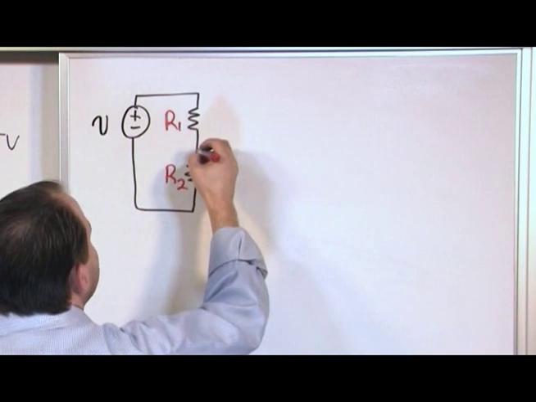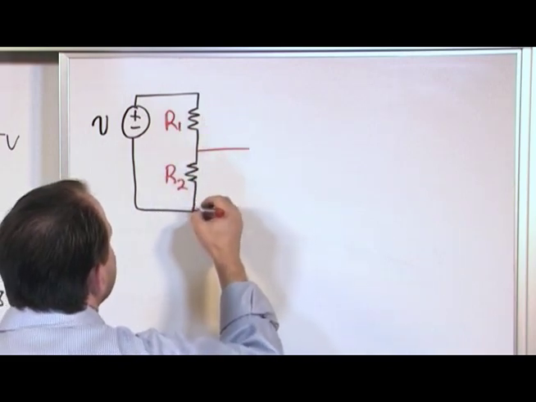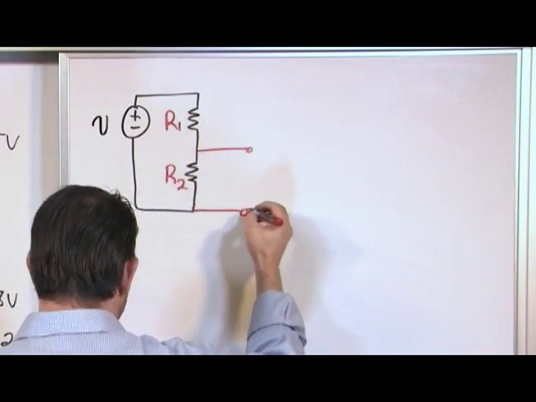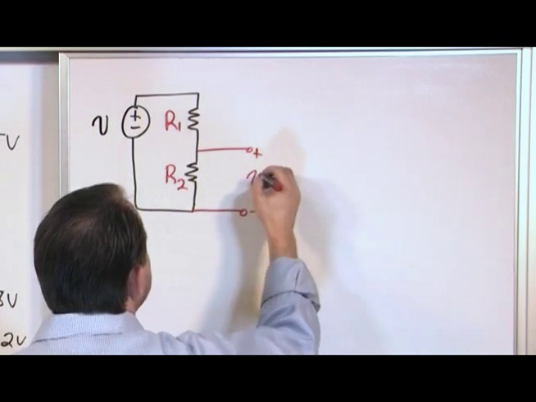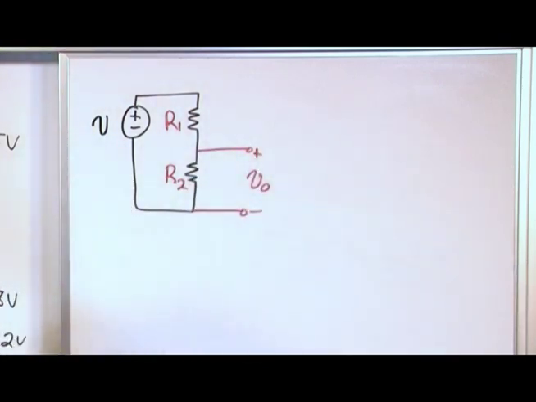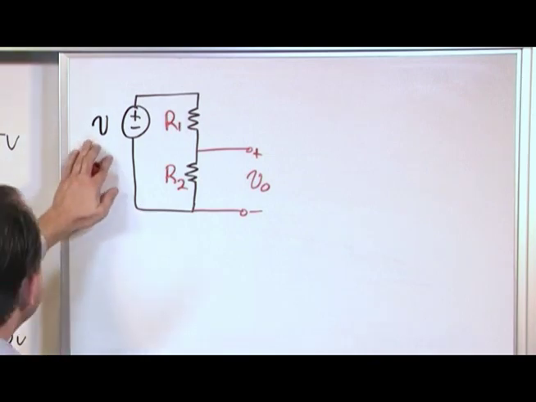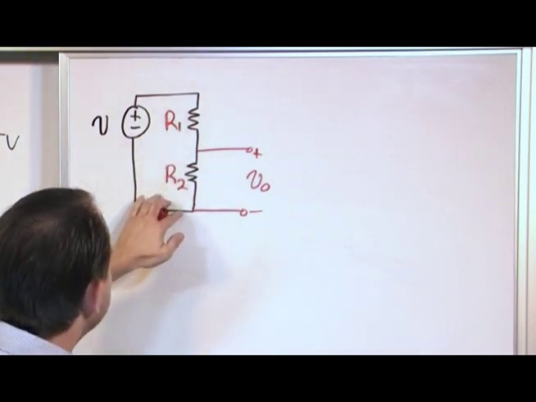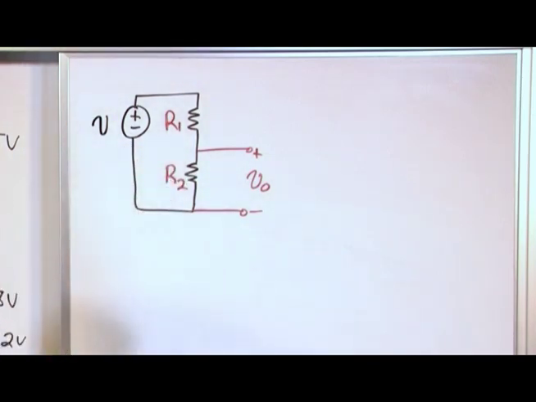And what we're interested in doing, let's say, is tapping off a voltage right here. And we're going to call that V sub naught. And this is what's going to end up being connected to some load. Now, we don't know what this is. We don't know what this is. We don't know what this is. We're showing you an equation to really do that.